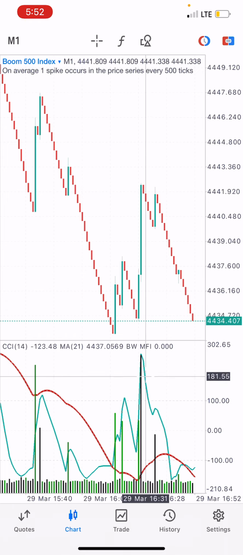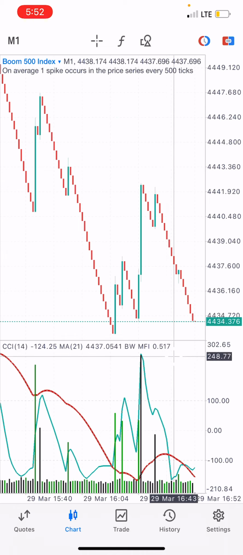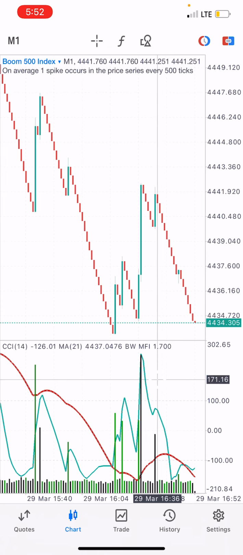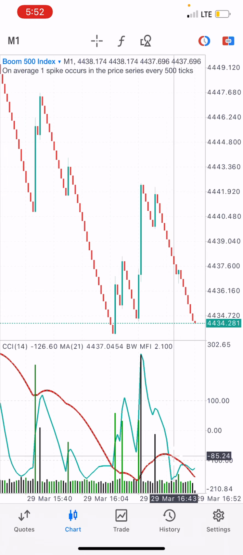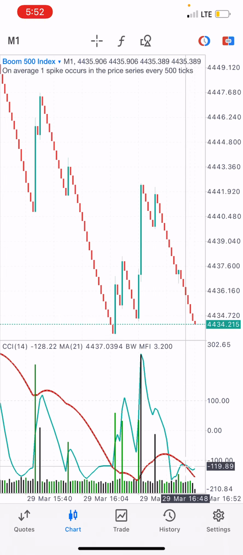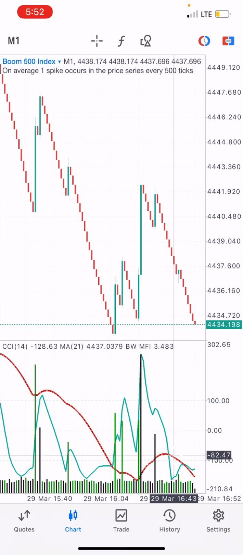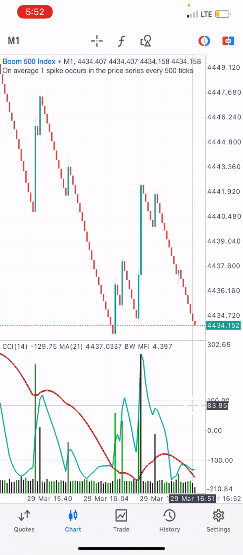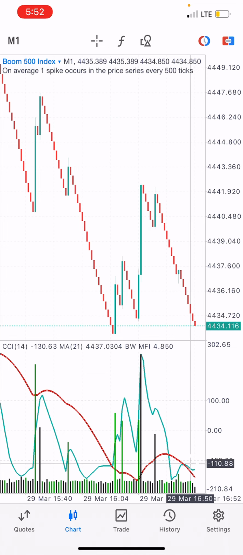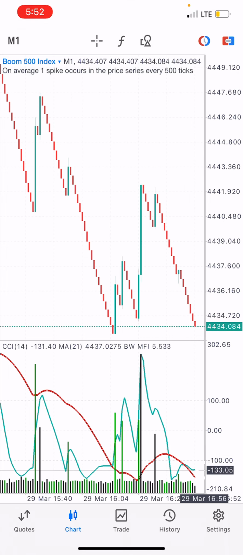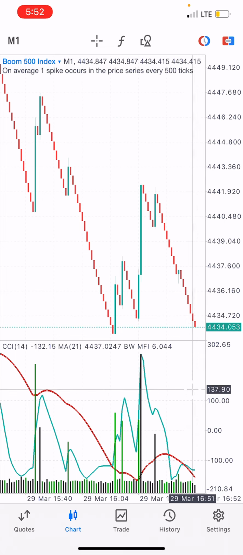And as for the boom, guys, to catch spike on boom, we all know boom spikes to the upside and crash spikes to the downside. So to catch spike on boom, you wait for the red moving average to cross below the green Commodity Channel Index line. That's the green CCI line. Then at the oversold level, you can see below this 100 is the oversold, and above this 100 is the overbought. So at the oversold level, if the red moving average crosses below the green line, guys, it is a spike. It will bring forth a spike.